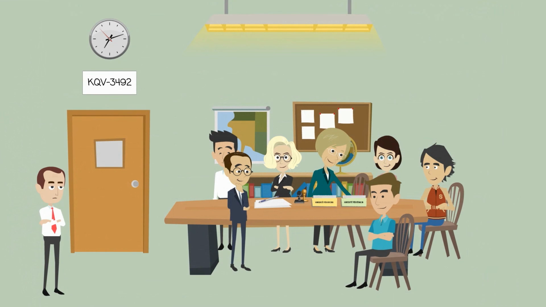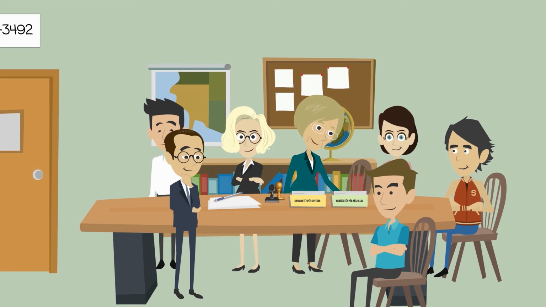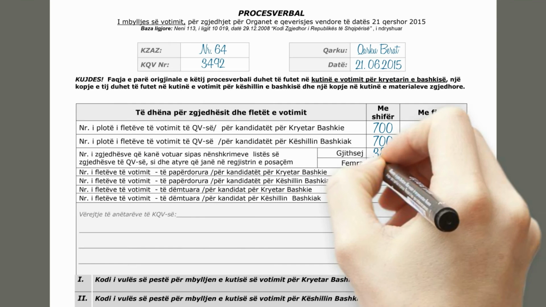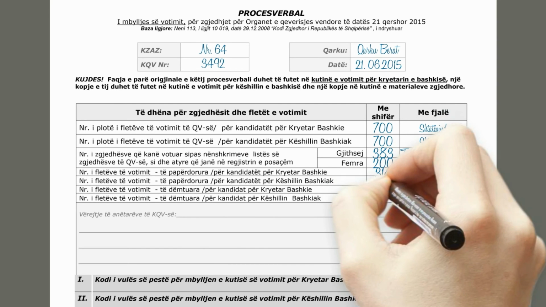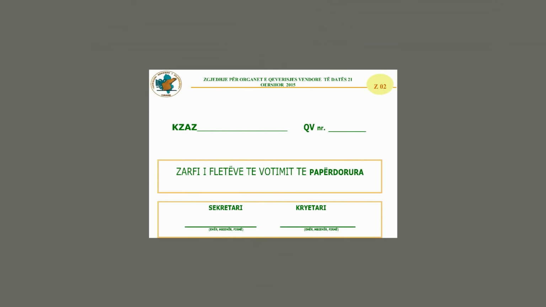Then the chair counts the unused ballot papers and informs members and observers of these totals, counting first the unused ballots for mayor, second the unused ballots for municipal council. If requested by another member of the VC Commission, the chair is obliged to restart the count of the unused ballots. These totals are then recorded in the record of closing PV KQV 08 and the meeting book. Unused ballots are then placed in an envelope labeled Unused Ballot Papers.